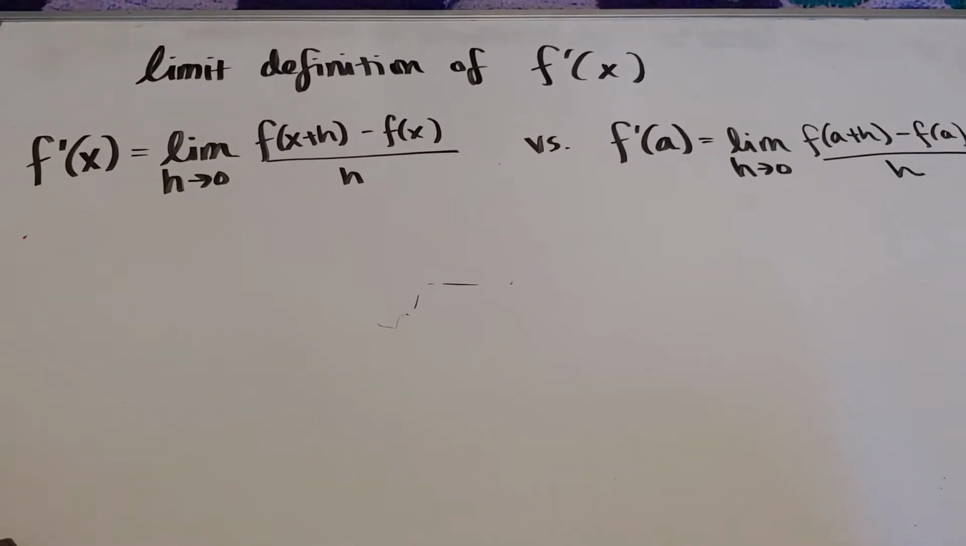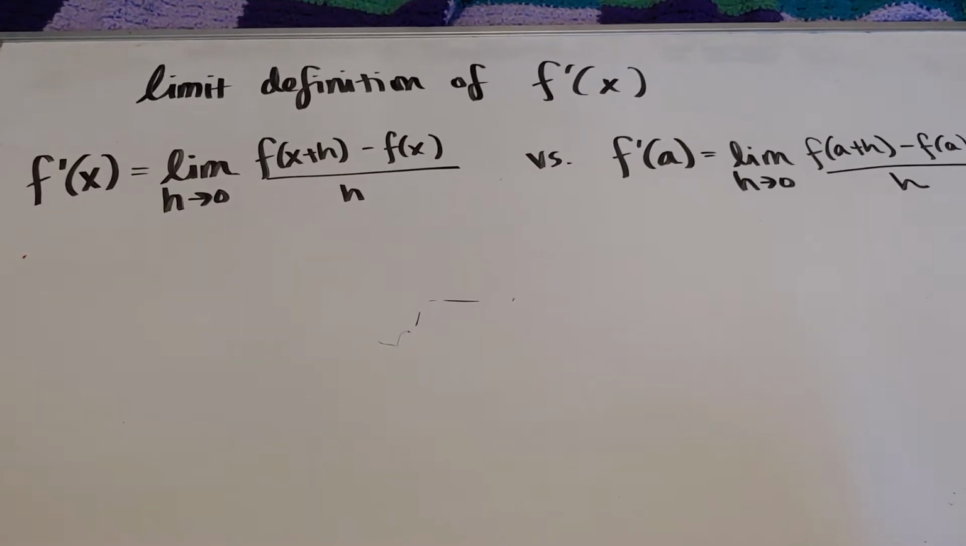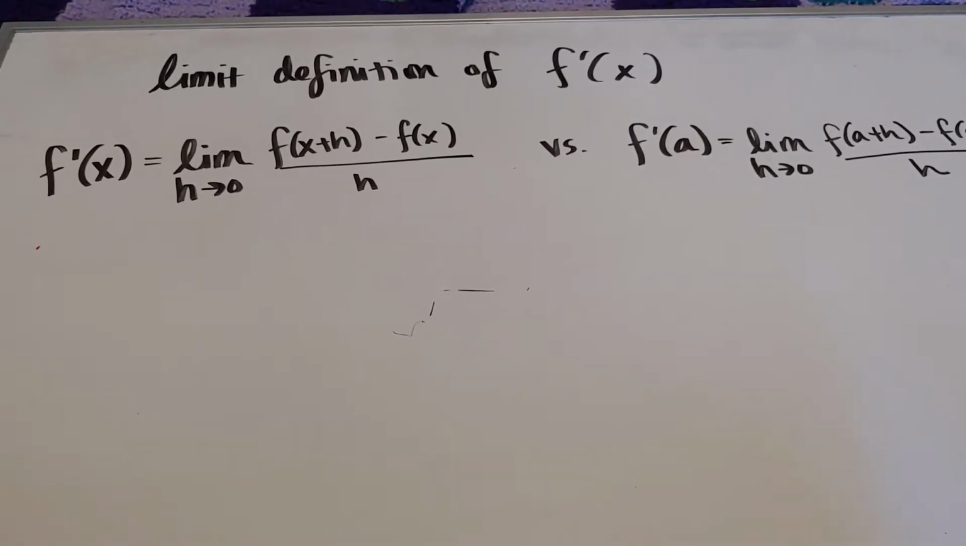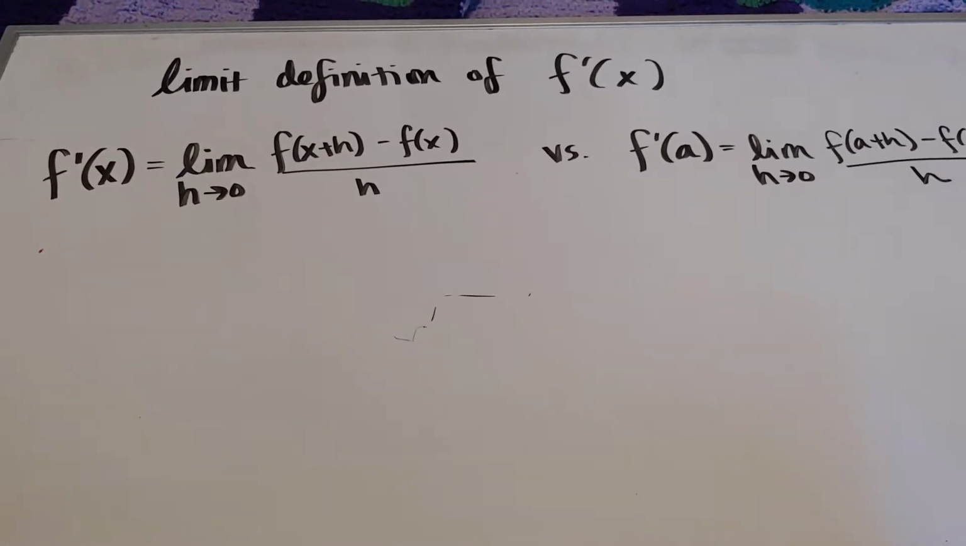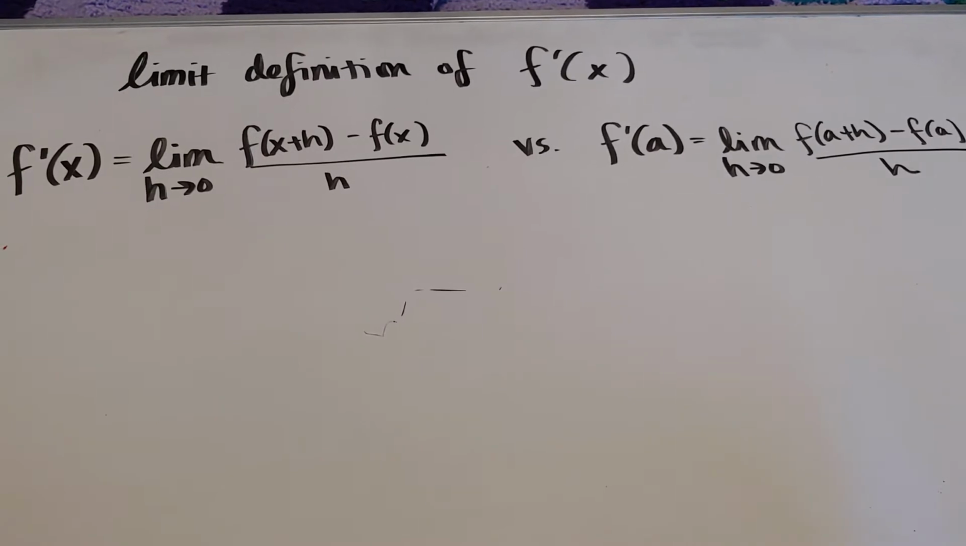In this video, we're going to look at the limit definition of the derivative, which is f prime of x, is how we read that. And the formula on the left is the general formula for f prime of x. And the second one on the right is for the very specific point f prime of a.